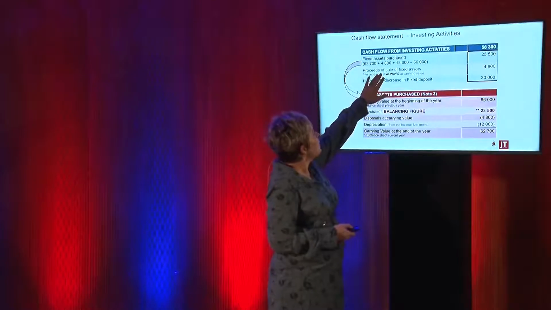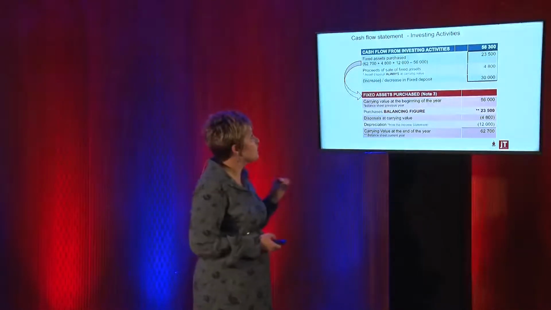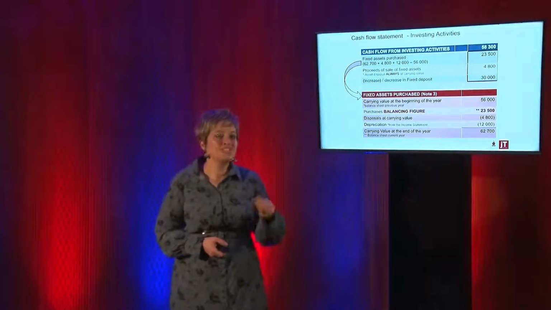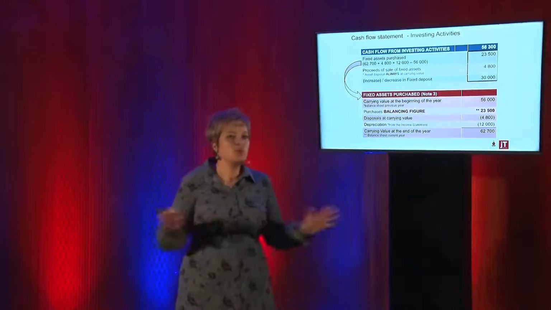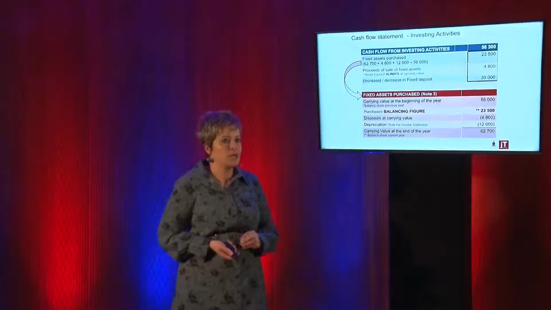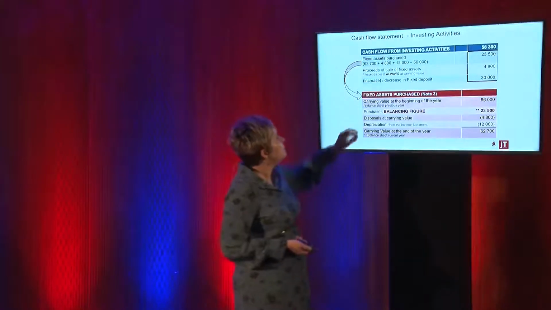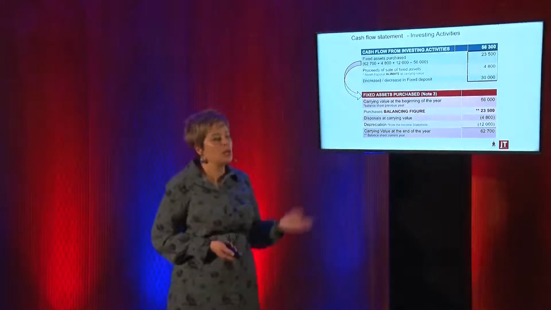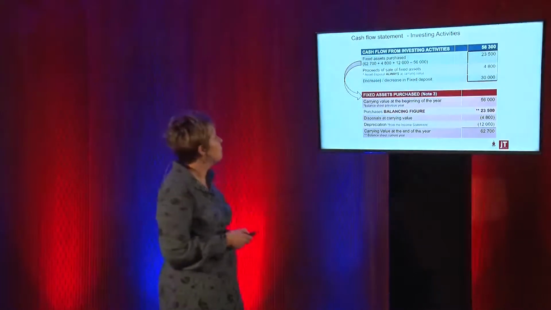Proceeds from the sale of assets. Remember that asset disposal in the cash flow statement will always be at carrying value. So you will sell it at the carrying value of that asset, so there's no profit or loss that you need to calculate here. It will always be the carrying value that you sell it for. And then finally, if there's an increase or a decrease in your fixed deposit amount, that you can see from the balance sheet itself.